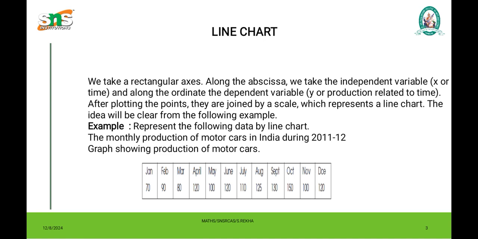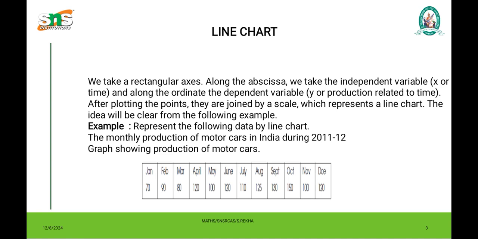A line chart is nothing but this: we take a rectangular axis, and along the axis we take the independent variable. The x-axis is represented as the abscissa, whereas the y-axis is represented as the ordinate. We plot the points and join them using a scale, which gives a line chart, and the idea will be clear from the following example: presentation of the following data by a line chart.